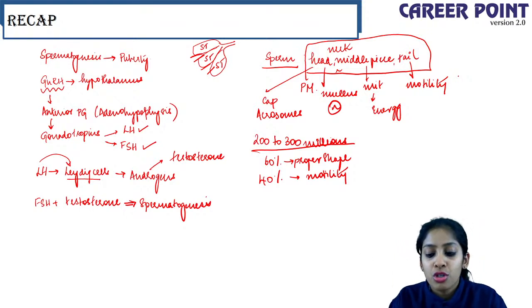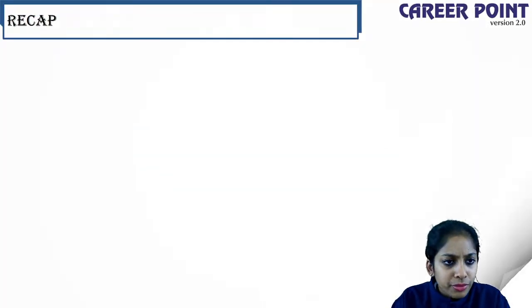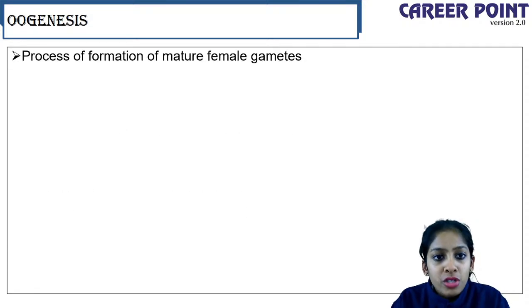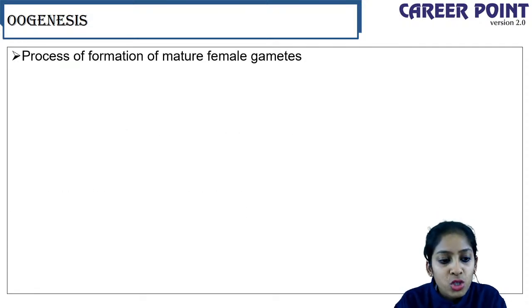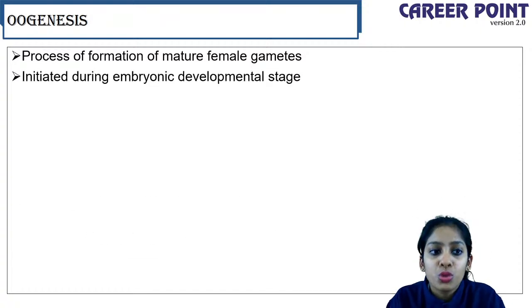So today we are supposed to talk about the process of oogenesis. Alright. So here we go. So we'll move into the process of oogenesis. So the process of oogenesis is the process of formation of the mature female gamete. So the mature male gamete was your sperm. So the mature female gamete is produced by the process called oogenesis.